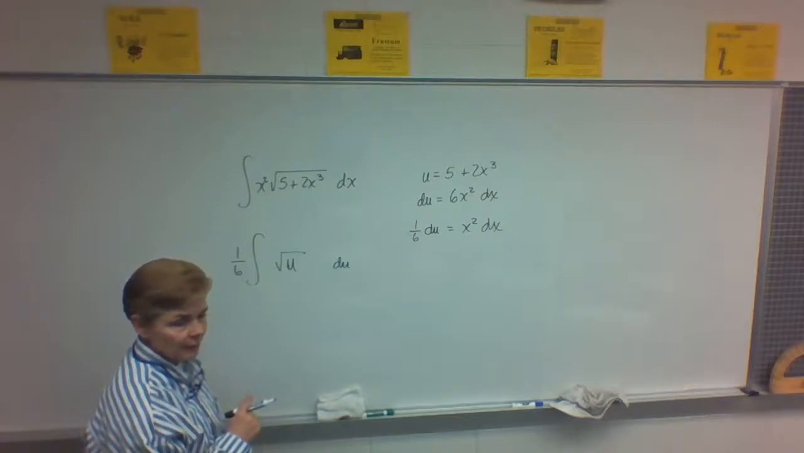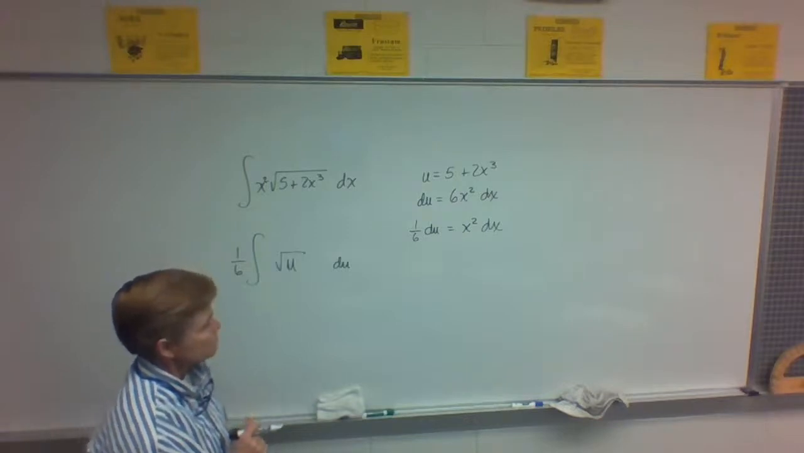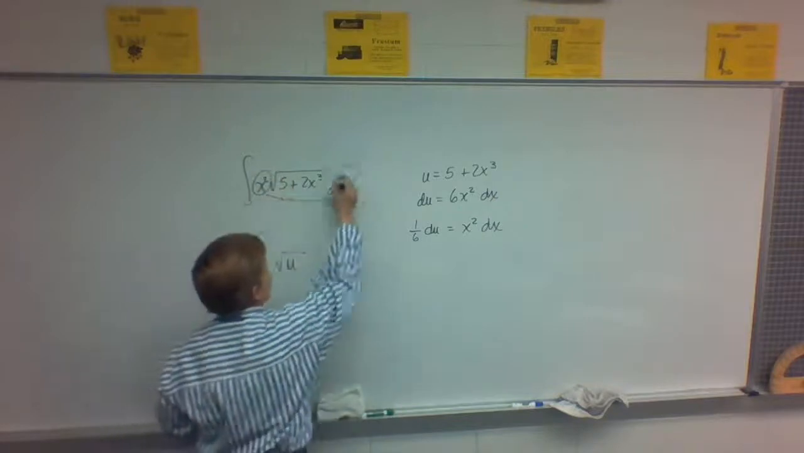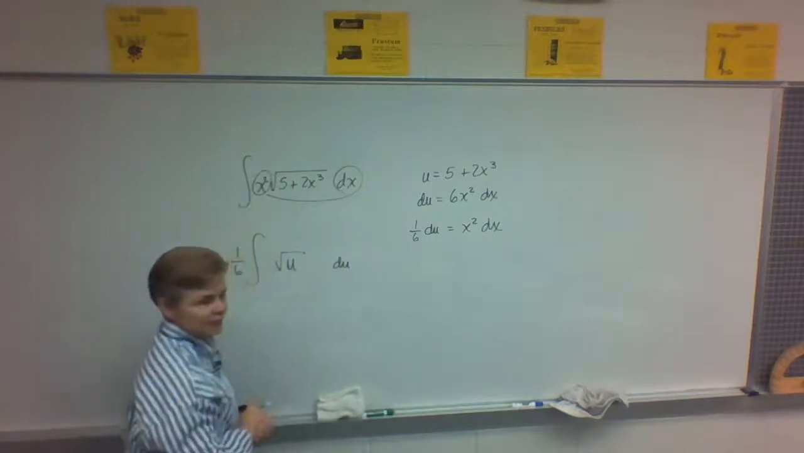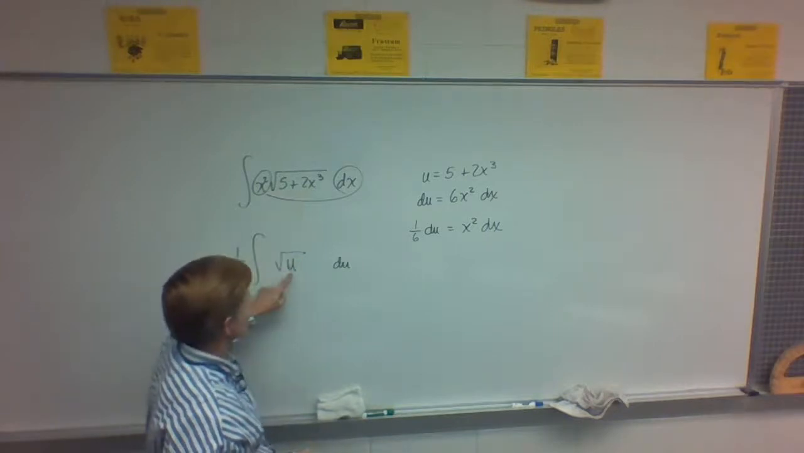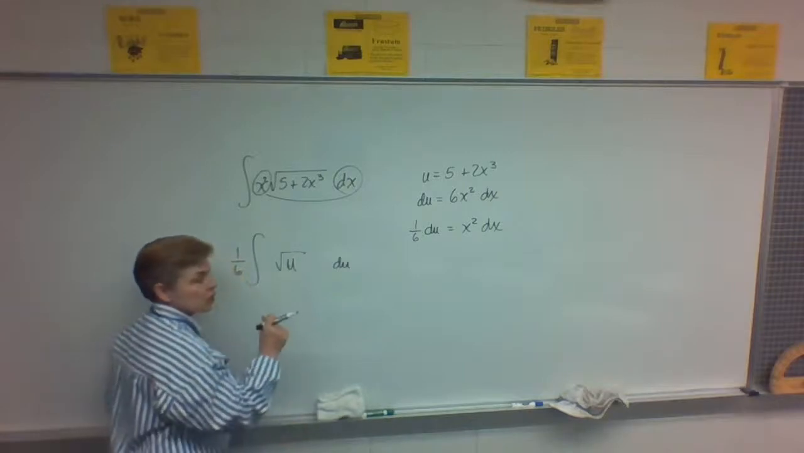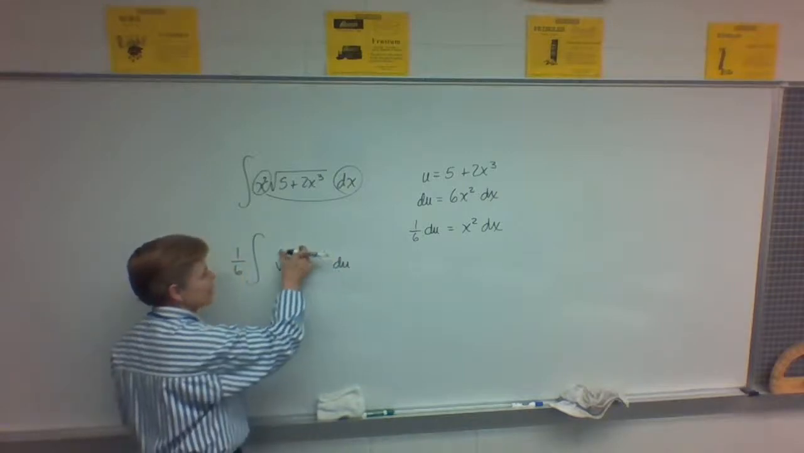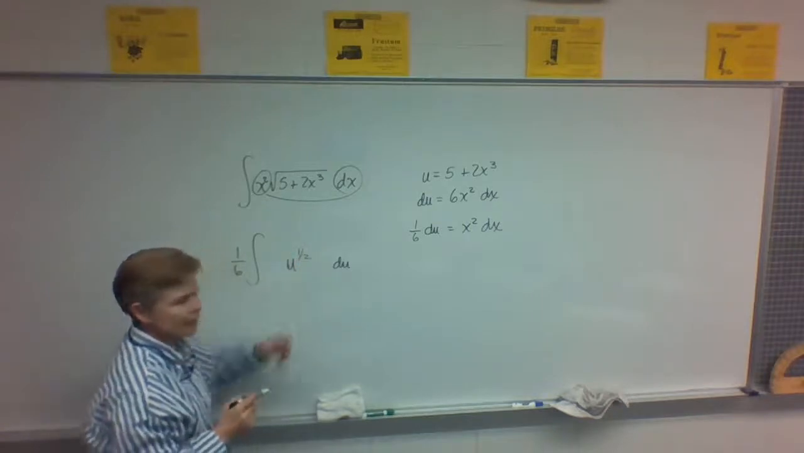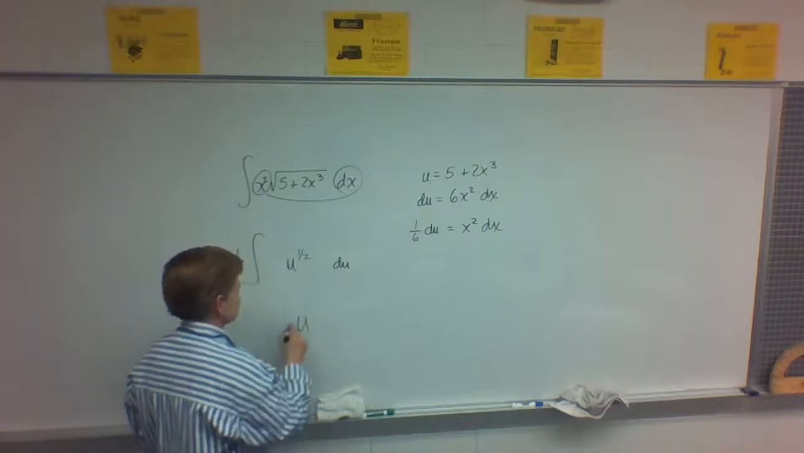What happened to the x squared? The x squared dx was replaced with 1/6 du because they are equal. And this was replaced with u, but not the square root, just this, and here was u. Now, without wasting a line, I'm going to say that this is u to the negative 1/2. Now, can you anti-derive that? What is it? 2/3 u to the 3/2.